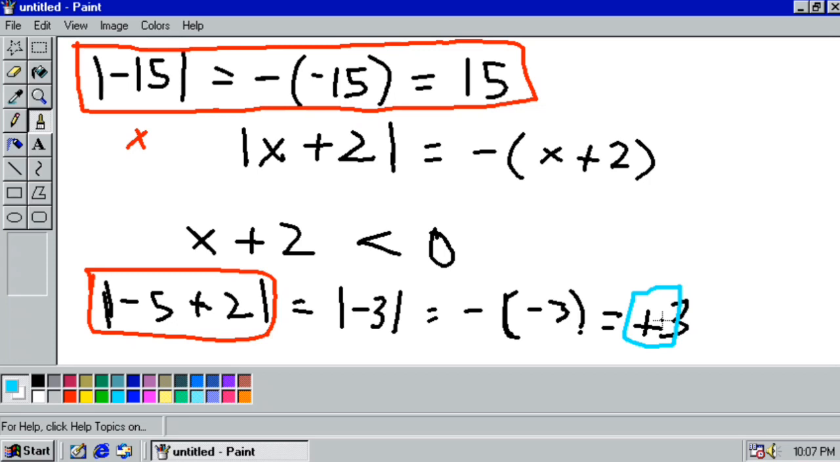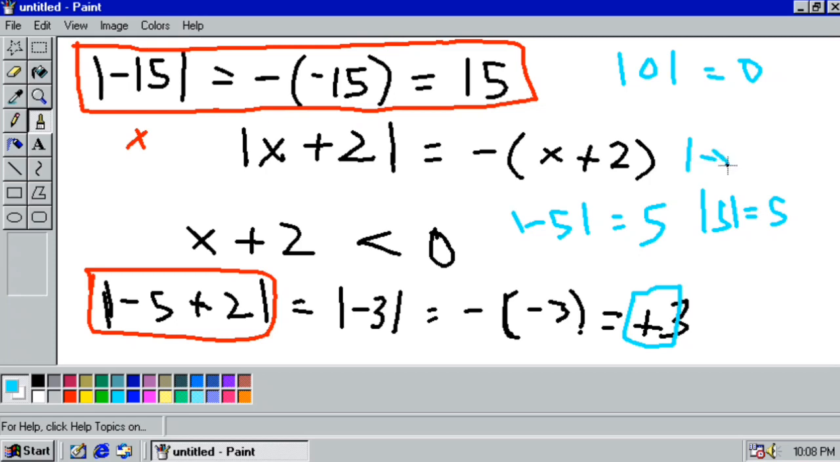No matter how we think of absolute value, we must remember that the absolute value of 0 is 0. So the absolute value of 0 always is 0. And that the absolute value of every other real number is a positive number. So like for example, negative 5, it will always come out positive. Positive 5, it will always come out positive. Negative 2.5, it will always come out positive.